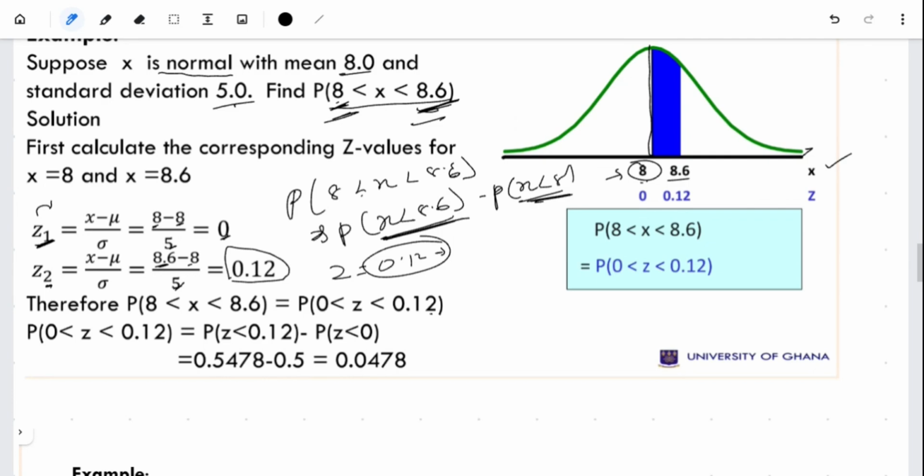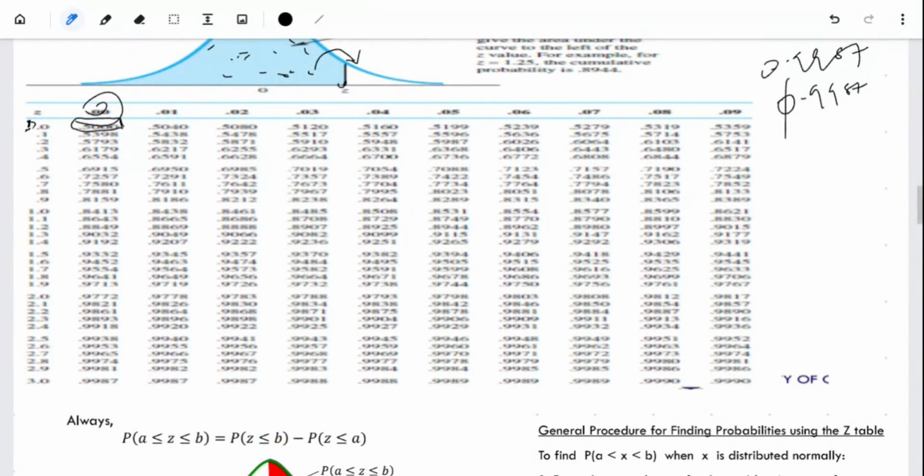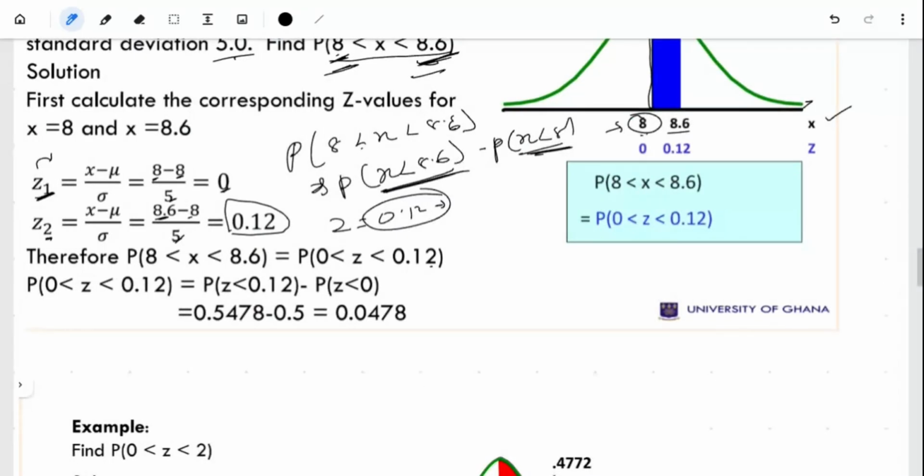So when we move to our distribution table, when z is 0, we have 0.5000. And when z is 0.12, that is 0.1 and then 2, and this becomes our probability, which is 0.5478. Since they are less than, which means they fall within the range, so you maintain them.